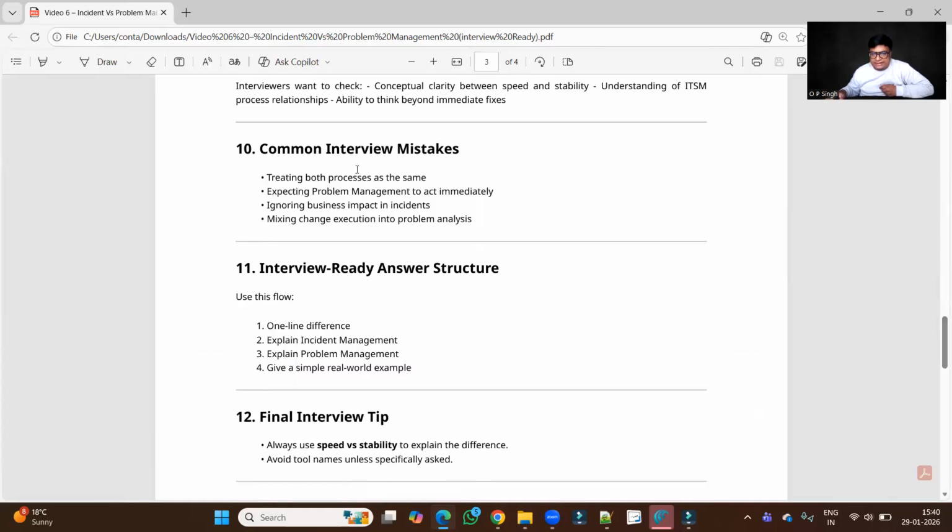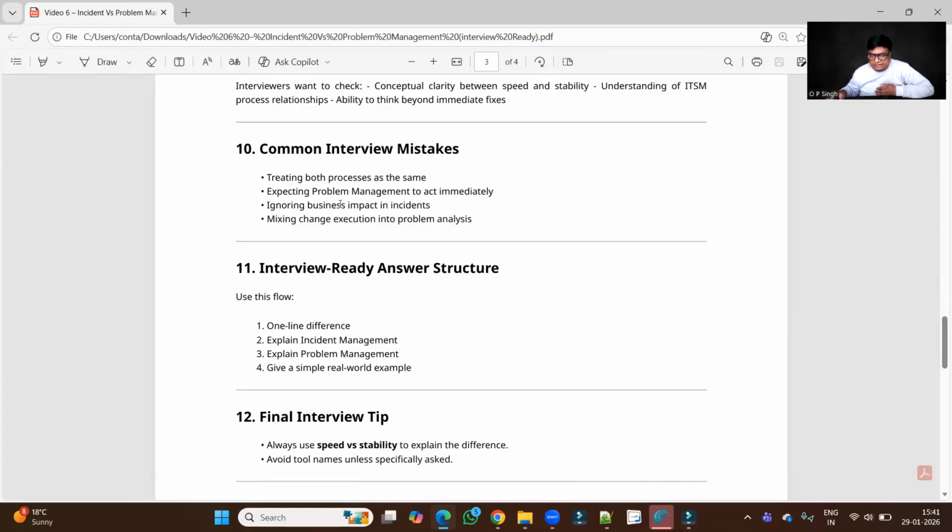What are the common mistakes in this question? Treating both processes as the same. People think these are the same, but now you know they are not. Expecting problem management to act immediately is also a misconception. It may happen in the rarest case, but generally the first focus is to restore the services. When the services are up and running, then we find the root cause and problem management starts.